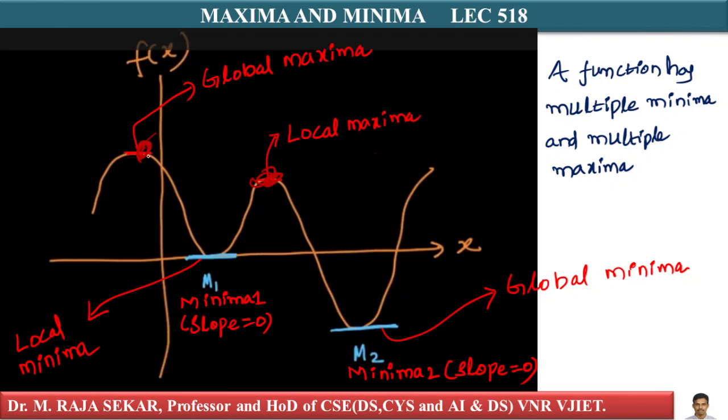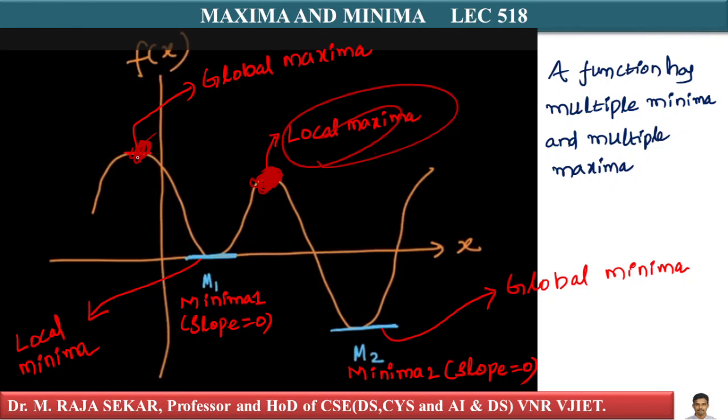This is called a local maximum, because with respect to the locality, with respect to the neighborhood of these points, if you look at the neighborhood, this is the maximum point, isn't it? Whereas here also you have a maximum.